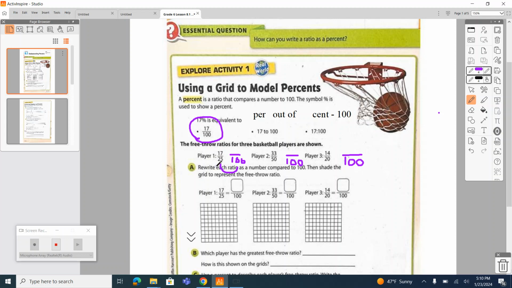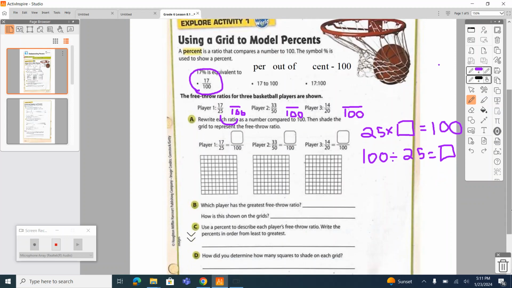So if you know 25 times some number equals 100, if you know what goes in there, then you can work the problem. If you don't know what goes in there, you can think of it as reverse, as 100 divided by 25 equals some number. We're using that idea of multiplication and division fact families. So if you say, well, I don't know what that is, then you are going to have to do long division.